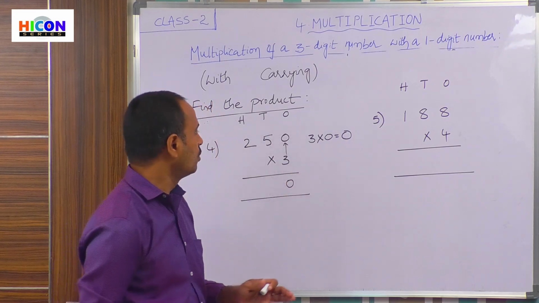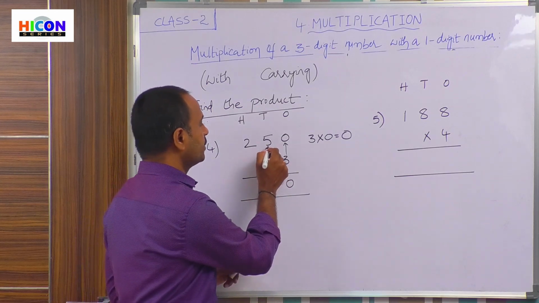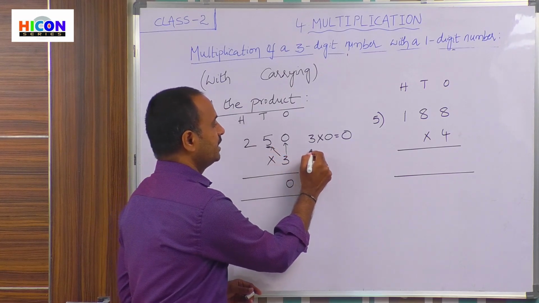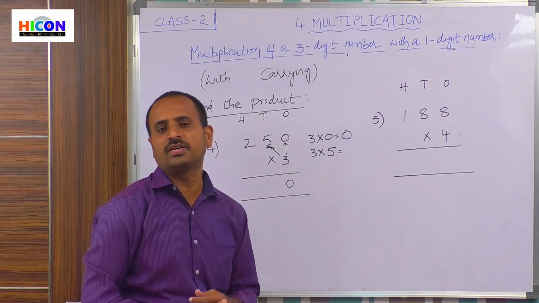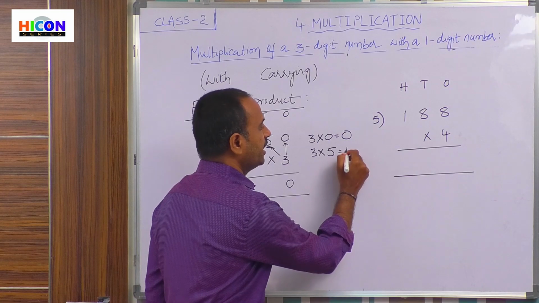So now go to tens place. So what is the digit present in tens place? 5 is present in tens place. Multiply 5 with 3. That is 3 into 5. So children, how much 3 5 are? 3 5 are 15.